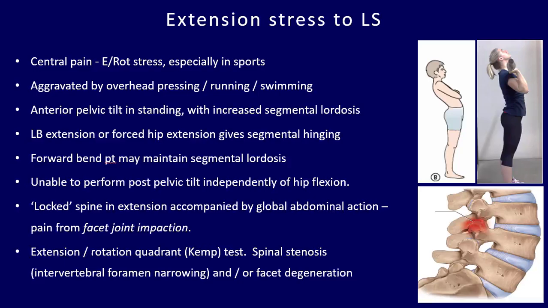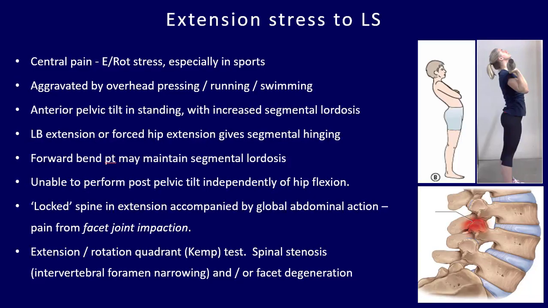A reduction in space around the nerve root and to a degree around the spinal cord, spinal stenosis, can be positive to an extension and rotation test. So we can reproduce the patient's symptoms through extension and rotation, known as Kemp's test, and that will be positive in cases of facet joint impaction, spinal stenosis, or to a degree spondylolisthesis.